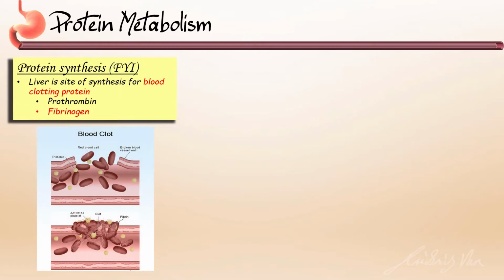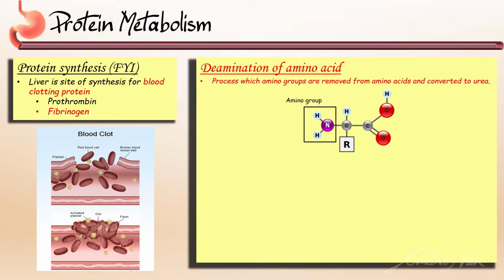So after the fat metabolism, we will take a look at protein metabolism. First is something that is just for your info. Liver is the site for blood clotting protein to be synthesized, for example, fibrinogen. If you ask me, I haven't really seen this before because the syllabus outline only mentioned deamination, which is this. So copy this down.